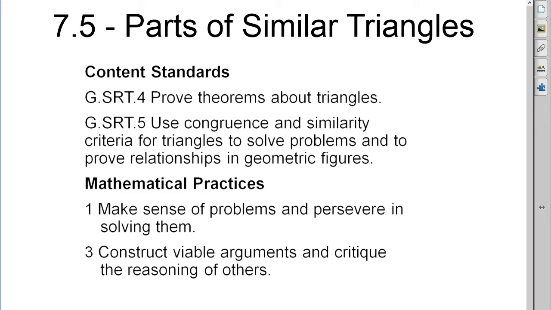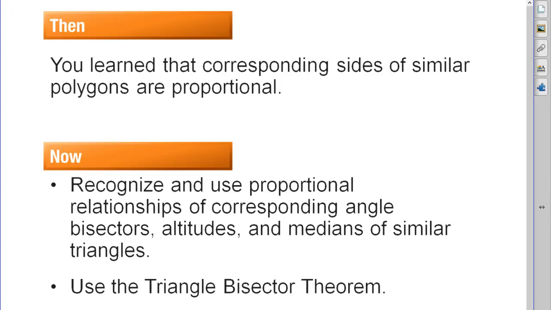This is a very theorem-heavy section. We'll do a lot of the examples in class, but I am going to go through a couple at least in the video here. So today we're talking about parts of similar triangles. Basically it's the fact that we have angle bisectors, medians, and altitudes of triangles and how they're similar and proportional. And there's this fourth theorem, the triangle bisector theorem.